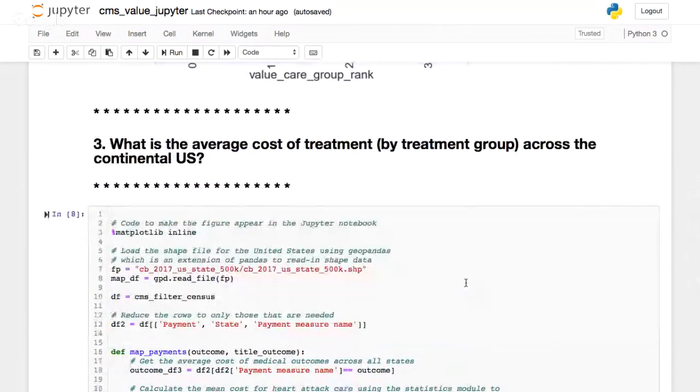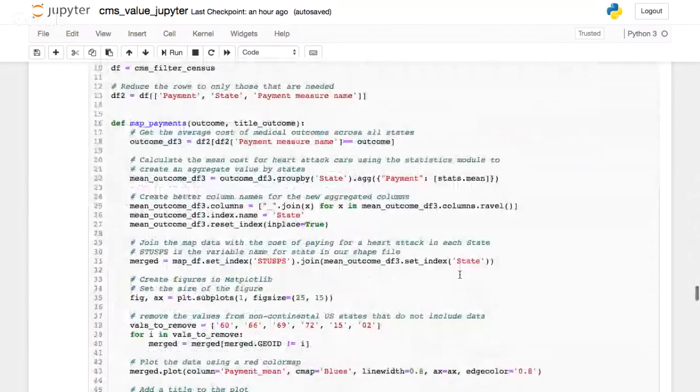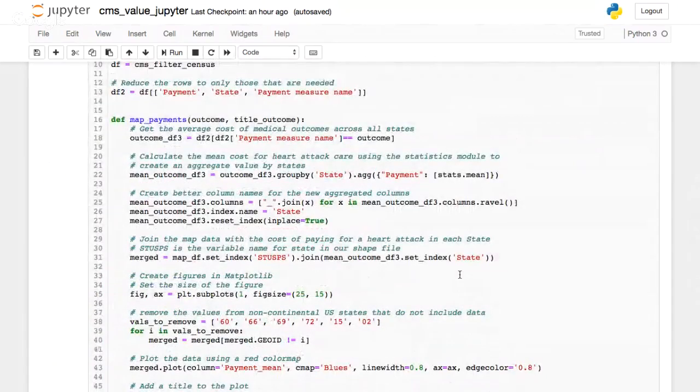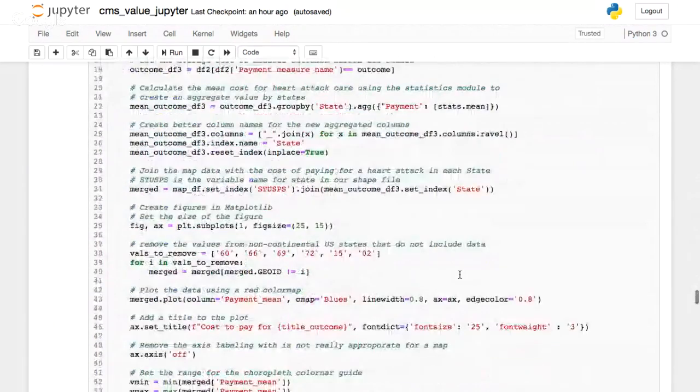So the third question I had was, what is the average cost of treatment by treatment group across the continental United States? And for this, I used a choropleth. A choropleth is a map of predefined regions, and within each region, you fill in the color gradient by a value of interest. And there's a link to a tutorial in my introduction. In the code, I utilized an average treatment cost for each medical treatment group type, as opposed to the total number of treatments, to avoid coming out with a population map.